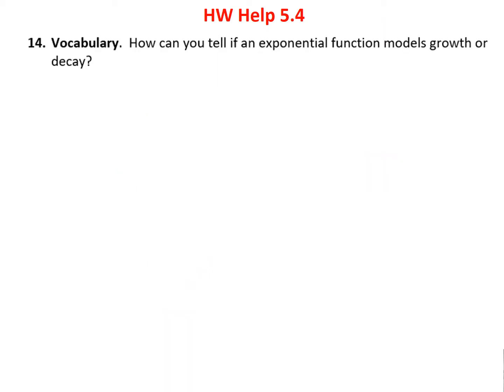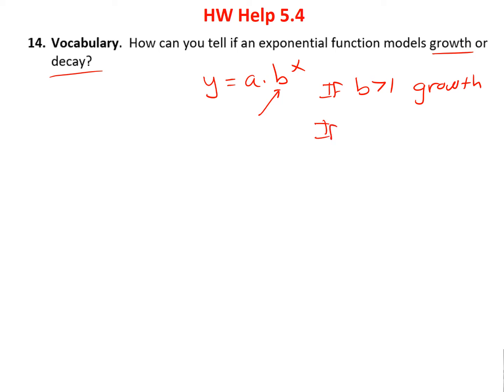How can you tell if an exponential function models growth or decay? That's very easy. Remember, our exponential function has this form. Look at this factor. If b is greater than 1, you have something that's growing. In other words, if b were 2, you're doubling it each time. If it's 3, you're tripling. If it's bigger than 1, you're multiplying by a number that's bigger than 1, so it's growing. On the other hand, if b is less than 1, like a half, when you multiply by a half, you're cutting things in half, so you have decay.